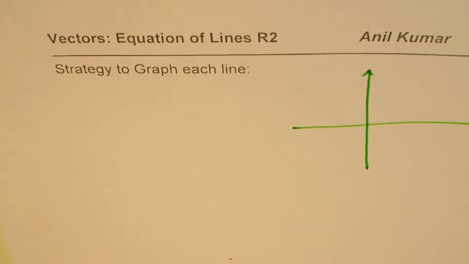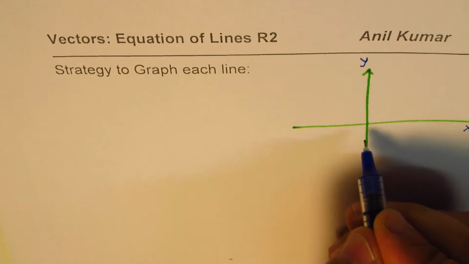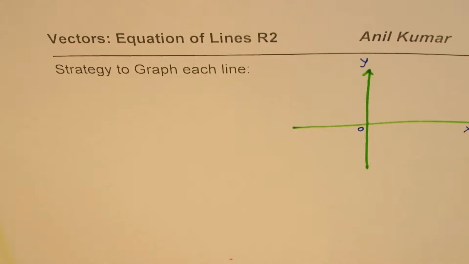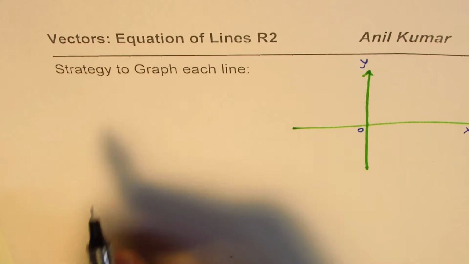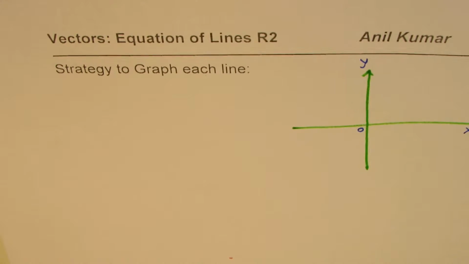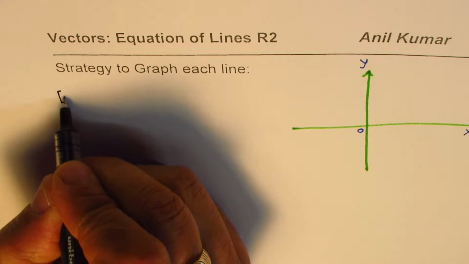Less algebra now, okay? That's the kind of xy axis which we have drawn. Assume these lines are perfectly straight, and that's the origin. Let me write a few equations so that we know what to graph. When we talk about vectors and equations of line, we could have the equation of a line in different forms. Let's write one in vector form.